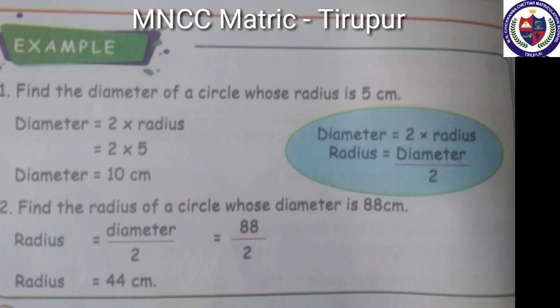Second one, find the radius of the circle whose diameter is 88 cm. Formula for radius is diameter by 2. Here the given diameter is 88 cm. Therefore, radius equals 88 by 2. How many 2's are 8? 4 2's are 8. Therefore, radius equals 44 cm.